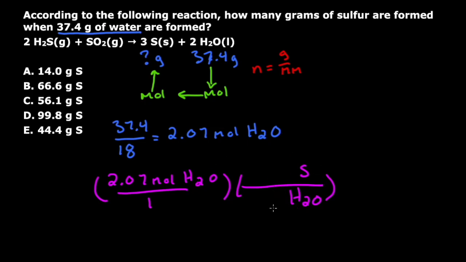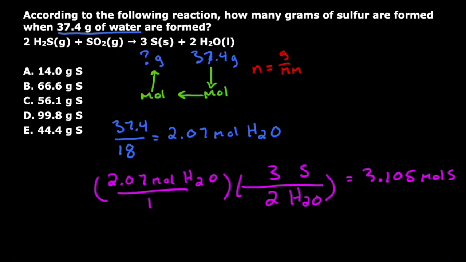And then the numbers that go in here come from the chemical reaction. And so there's a 2 right here for the water, so I'm going to put a 2 right here for that water. There's a 3 right here for the S, so I'm going to put a 3 right here for the S. And when I take this number here, the 2.07, and I multiply it by the 3 and then divide by the 2, I'm going to get 3.105. And this will then be moles of the S.